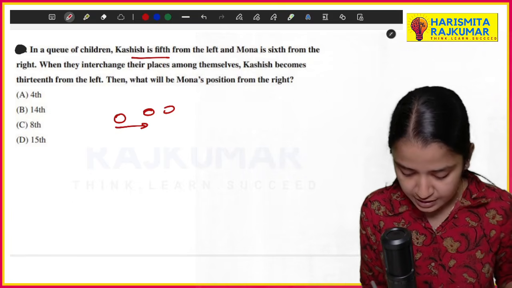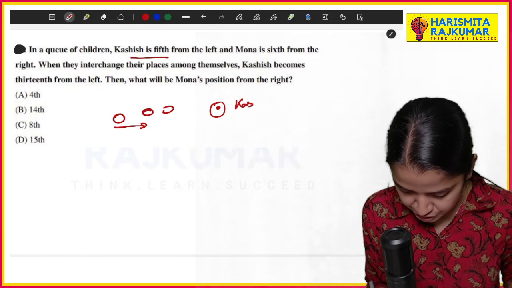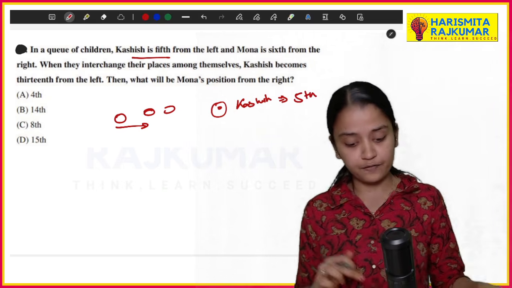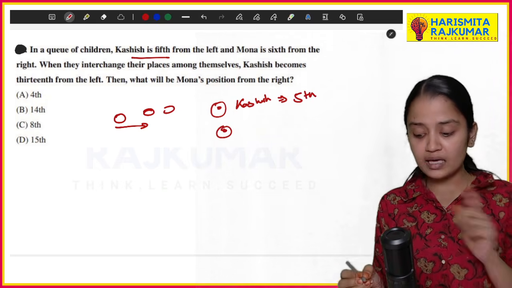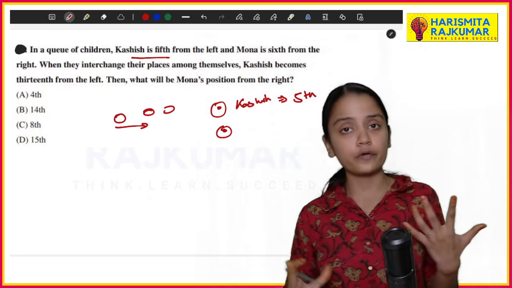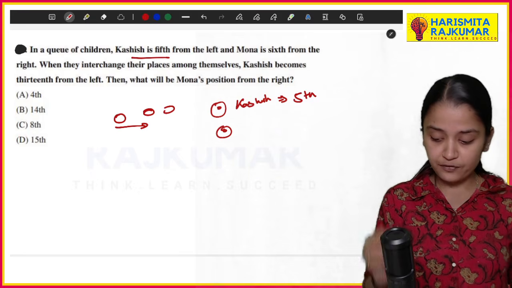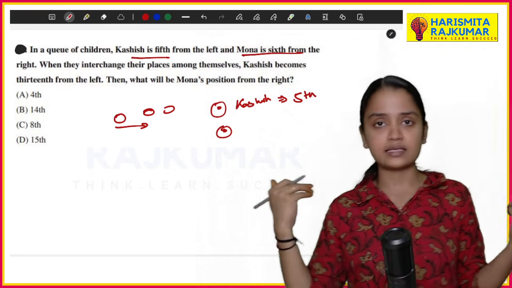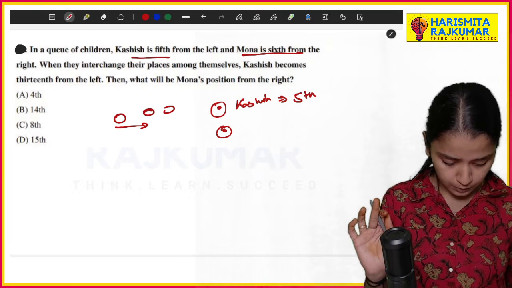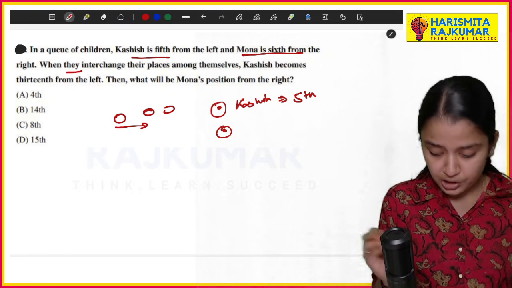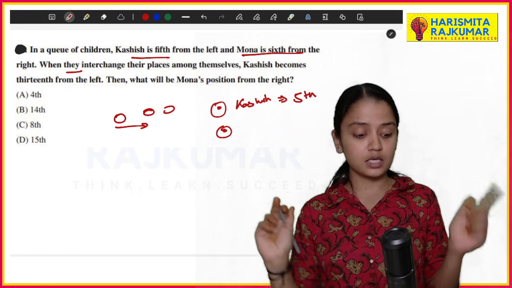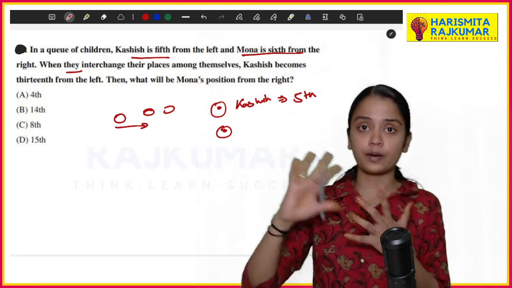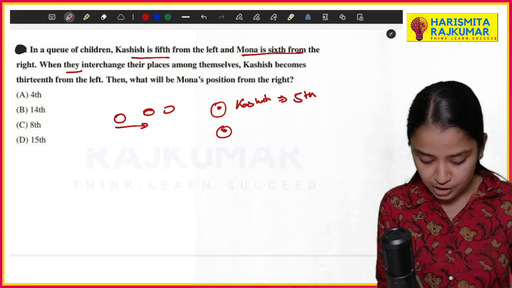So first, let us fix Kashish's position as 5th position, because 5th from left means 5th position. Mona is 6th from right. We don't know the number of students, right? So we have to assume the number of students as many. Now, when they interchange the places, Kashish becomes 13th from left. So already Kashish was 5th from left. They are interchanging the places.